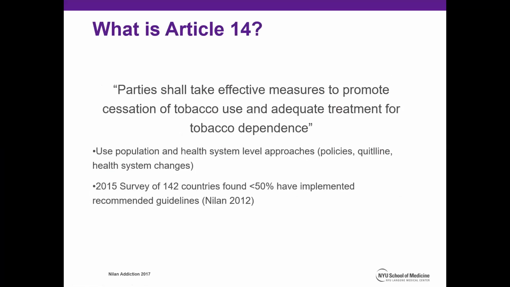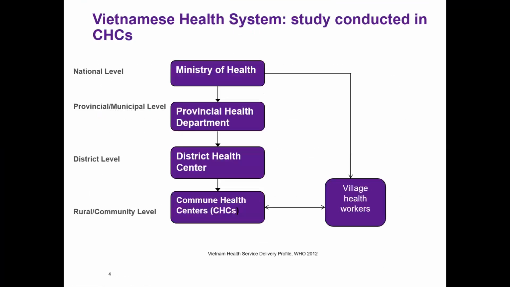surveyed 142 countries and found that less than 50% had implemented recommended guidelines, meaning no budget for participation, no national guidelines, et cetera. And actually, there was an income gradient. The lower-income countries, as you might expect, were even less likely to implement Article 14.